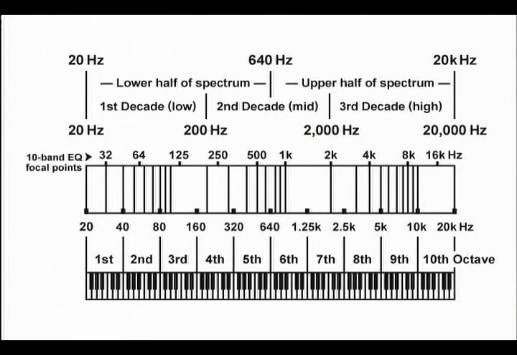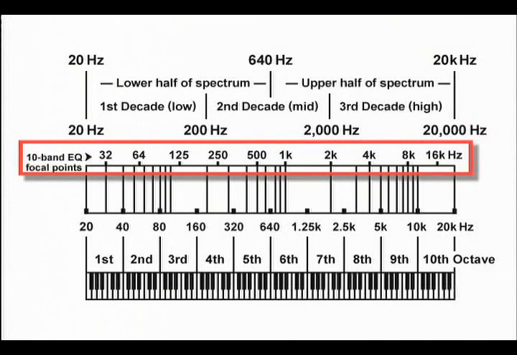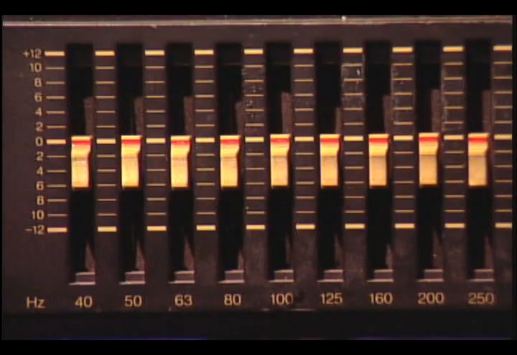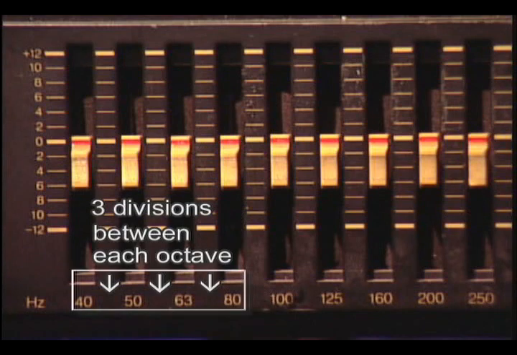A 1-octave fixed frequency EQ has 10 bands. Each band corresponds to a doubling of the center frequency starting at 20 Hz. A 1/3 octave fixed frequency EQ typically has 31 bands. This means there are 3 frequency point subdivisions between each octave, or center frequency doubling. The more subdivisions there are between the frequency doublings, the finer the EQ control which can be achieved.